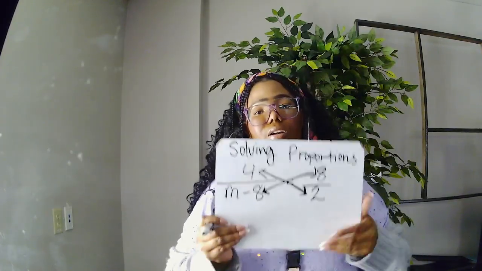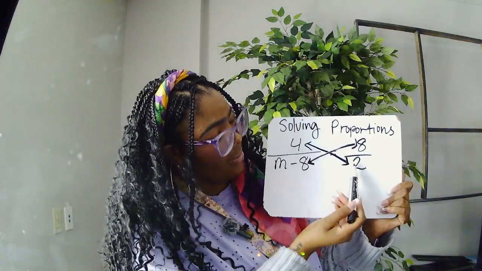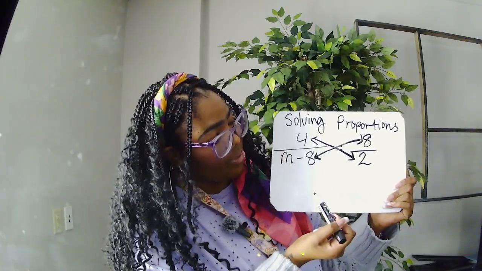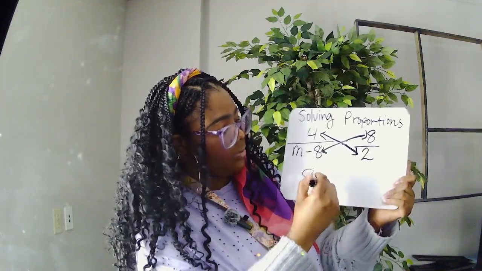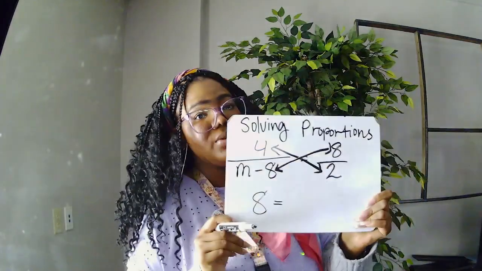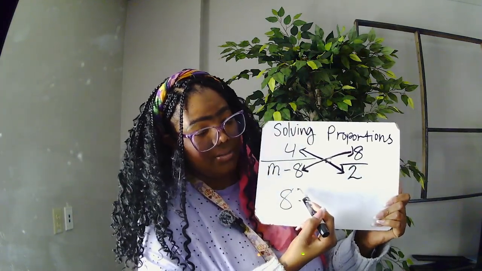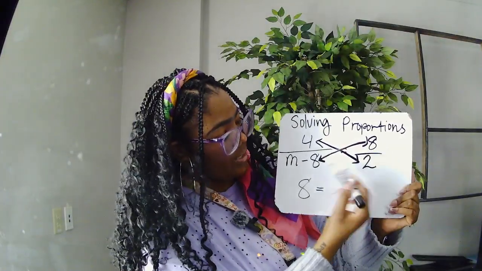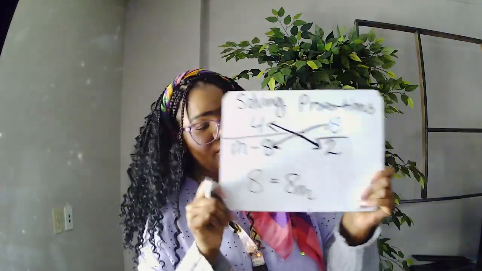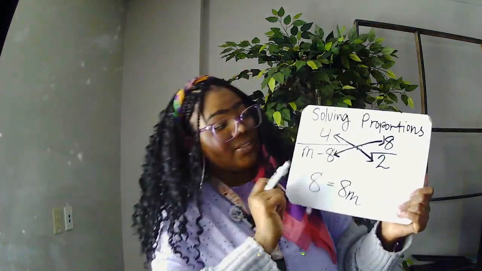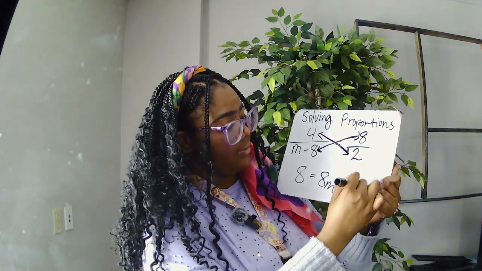And now I want to cross multiply. So what I want to do is I want to say 4 times 2. I'll start there. 4 times 2 is 8. I'll put my equal sign. And then now I want to say 8 times m, and then it'll be 8 times negative 8. So first I'm going to say 8 times m. That just gives you 8m. And now I'm going to say 8 times negative 8, and that will give you negative 64.